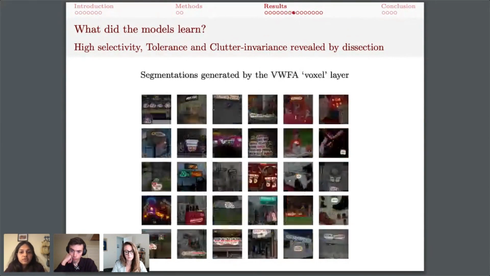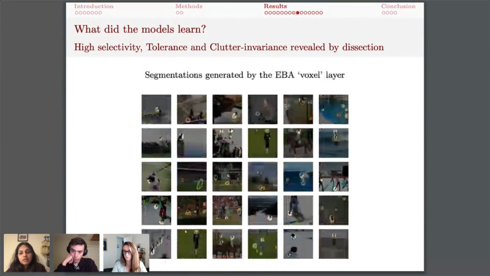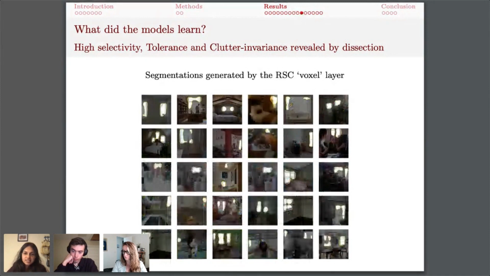In the case of the visual word form area, again, we see that it responds to text in different backgrounds, fonts, colors, and styles, irrespective of the clutter. We can very nicely segment out words again from these naturalistic images. In the case of EBA, we can segment out body parts or whole people from these images. And in the case of RSC, we see a lot of windows, which we speculate might be linked to navigational affordances or rectilinearity.